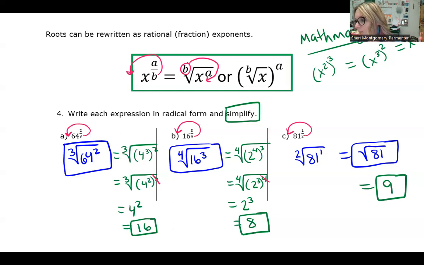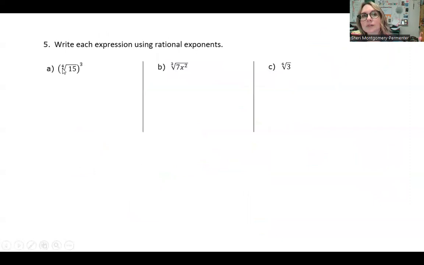We got a little bit more. Example 5 is just writing using rational exponents. We don't simplify, so we're just rewriting. So when we rewrite these, you've got to take that index and rewrite it as a denominator for everything, for anything that is there.